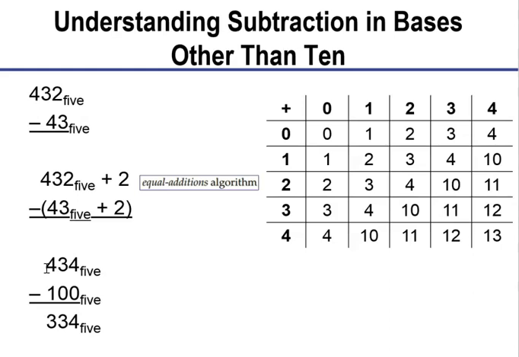Now notice this. We can take our 4 units and subtract 0 units and get 4 units. So again, 4 units minus 0 units gives me 4 units. I can take my 3 5s minus my 0 5s, and that gives me my 3 5s. And I can take my 4 5 squares minus my 1 5 squares, and that's going to give me my 3 5 squares. So this subtraction is 334 base 5.